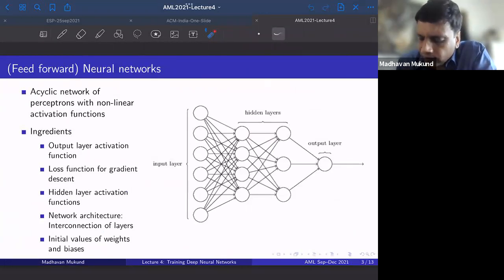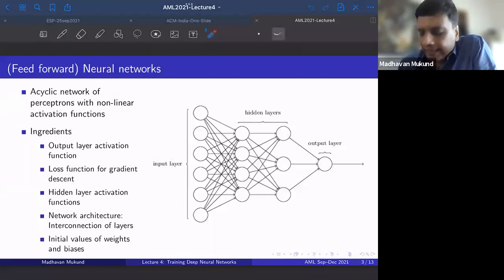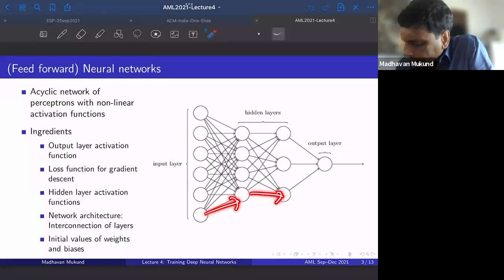So these are, for the moment, what we call feed forward neural networks. Later on, we will see that if you allow feedback, then you can do different things. So it's an acyclic network. Feed forward means that all the outputs go in only one direction, so there are only paths from here to here, right?